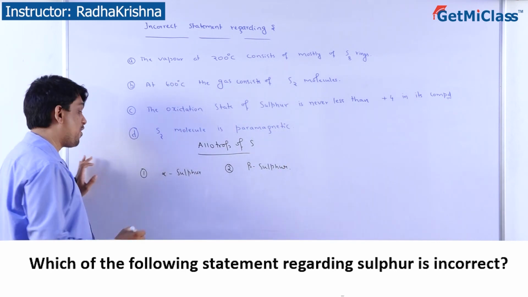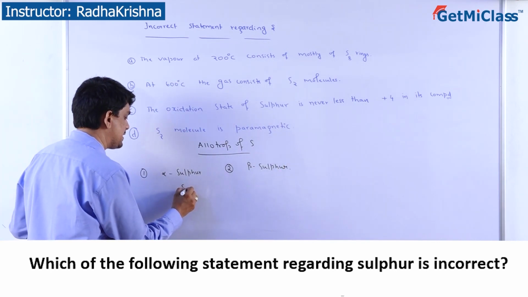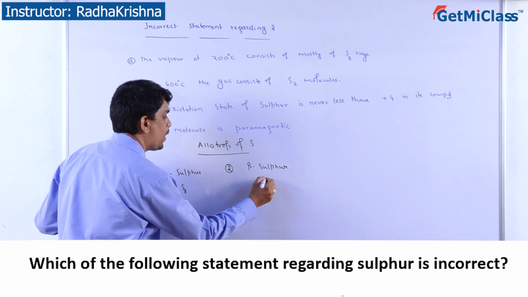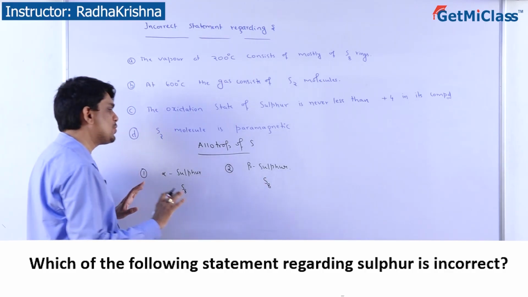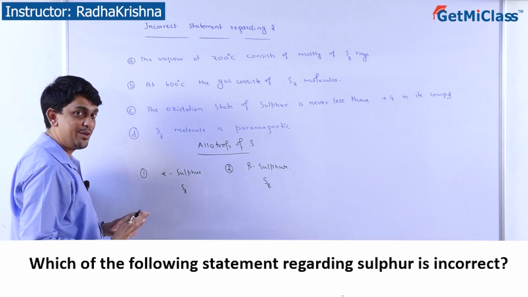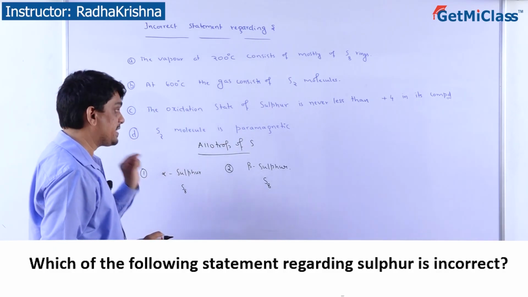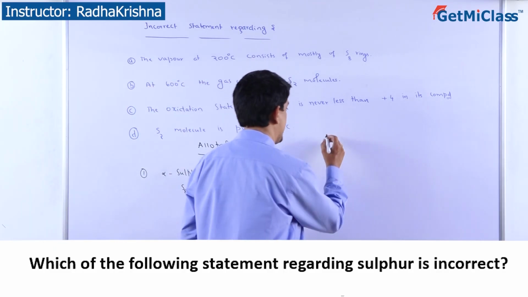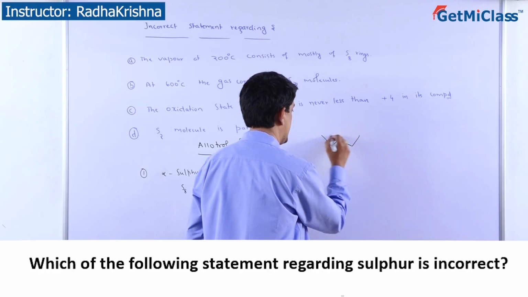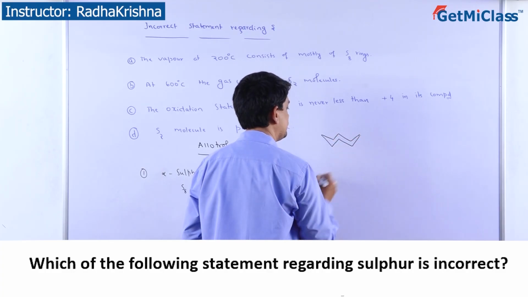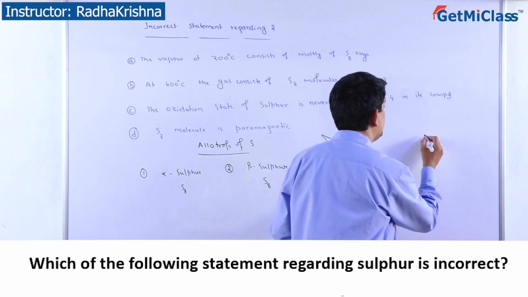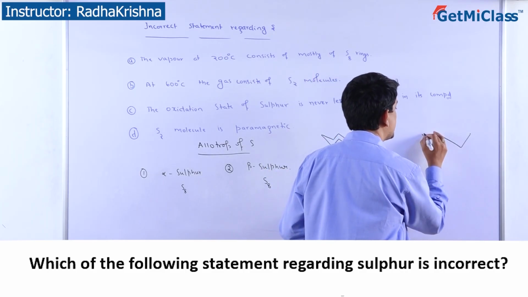when I write the formula of alpha sulfur, it is S8. The formula of beta sulfur is also S8. Now S8 means it has a crown shape. It looks like this. So even beta sulfur has a crown shape.